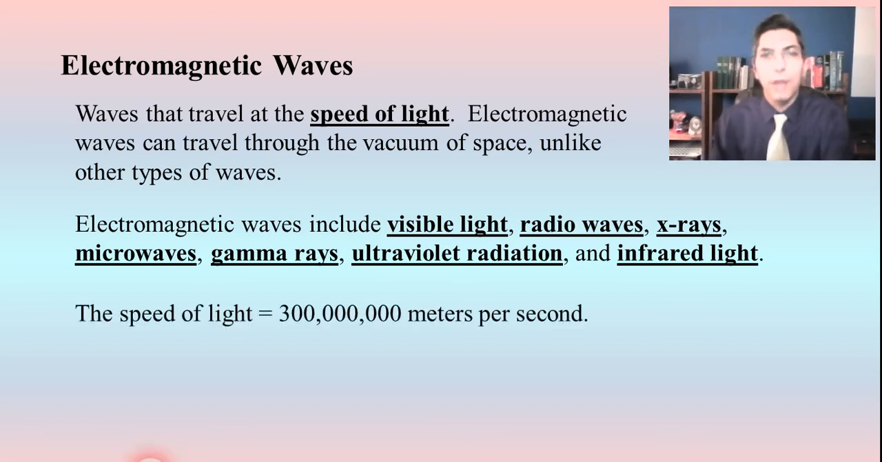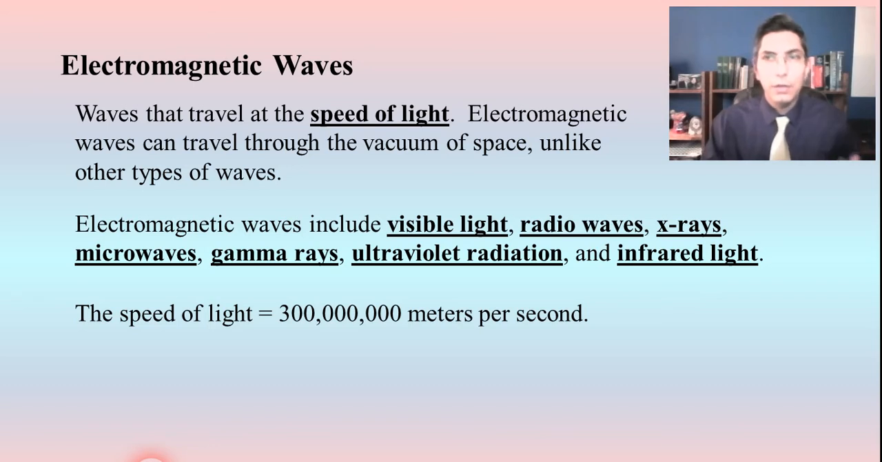Now, the speed of light is just about as fast as we could go. In fact, as far as we know, that is the speed limit, the highest speed at which anything can go in the universe, as far as we know. The speed of light is 300 million meters per second. Now, that is really fast.